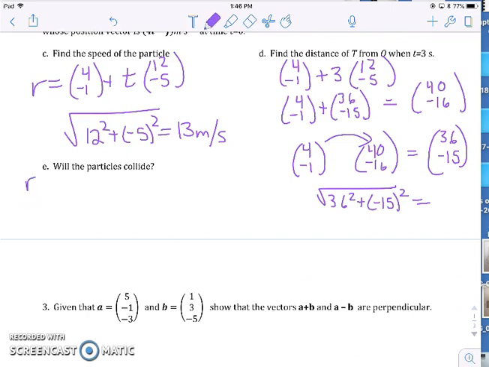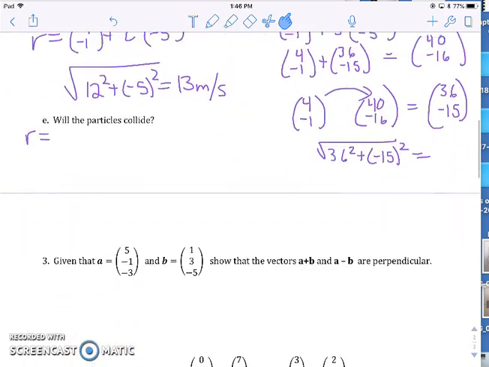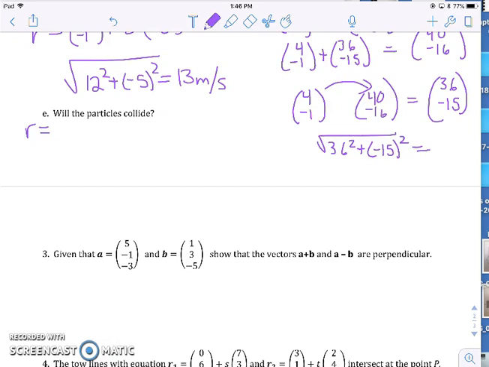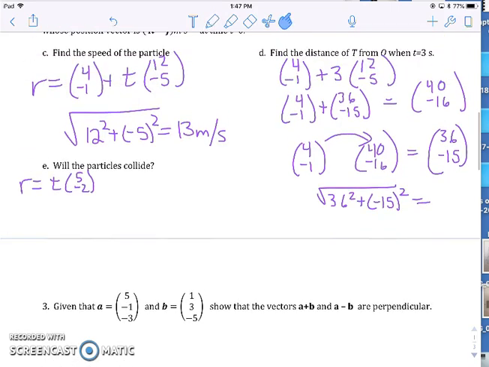So we have r equals, what was it traveling each second? (5, -2) each second. So r equals t times (5, -2). And then we have our other line. So we have the second particle, (4, -1) plus t times (12, -5). So we have to find out if the particles will collide.